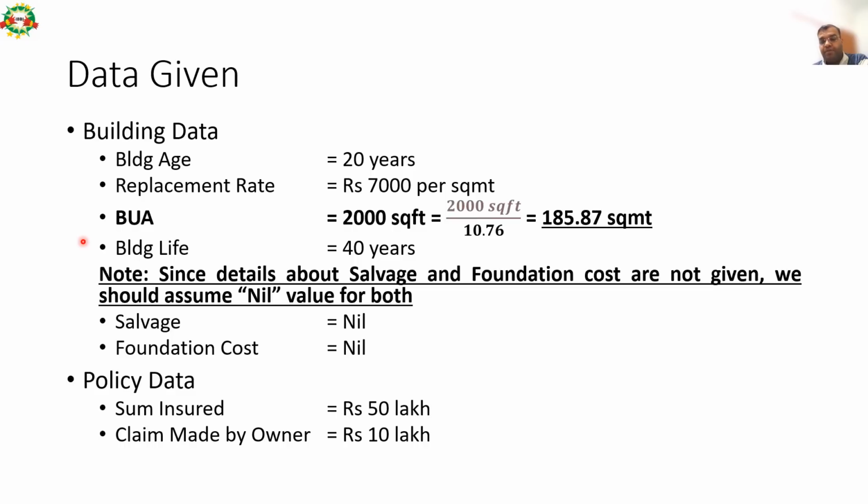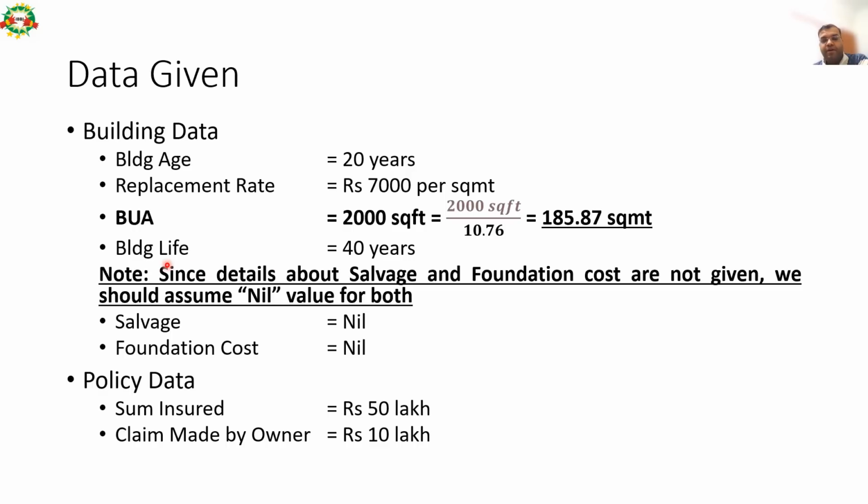So it is important. Sometimes the examiner may give you certain data in some other units also. If all other data is given in square meters, however this built up area is given in square feet, just to confuse the aspirants. So we have to convert this 2,000 square feet into square meter, which is equal to 185.87 square meter.